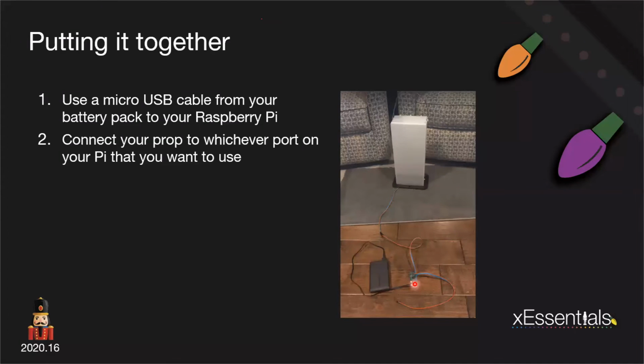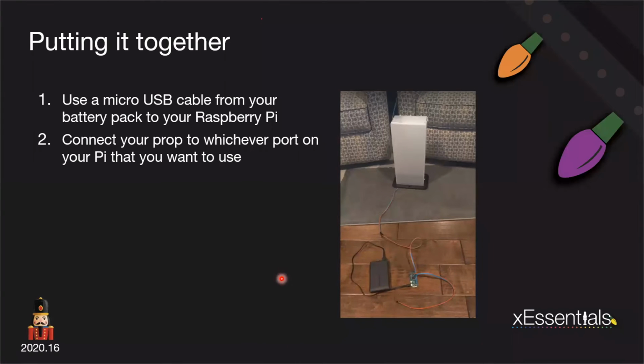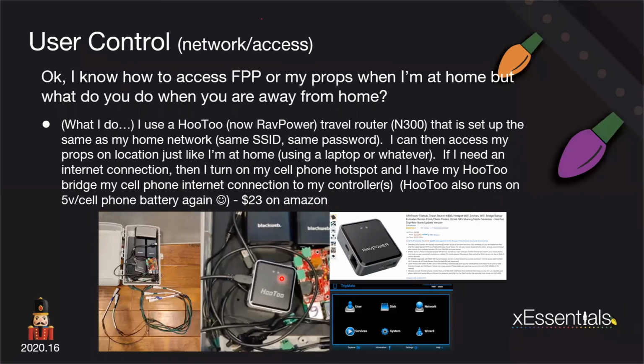Again, this is a simple diagram, and we need to connect our prop to our Raspberry Pi Zero W. And there's not a whole lot to it. That's all there is to it. And then if I had another prop, I could plug it in right here. This is a standard cable, nothing special. All right, so we're hooked up.